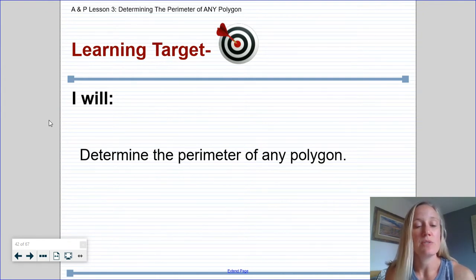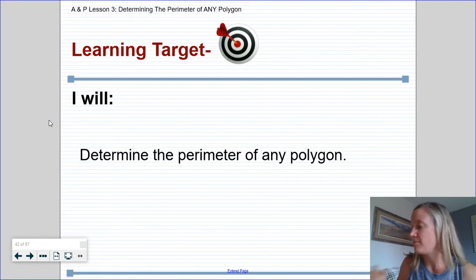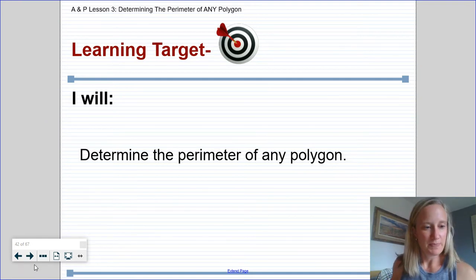Today we're going to learn a little bit more about perimeter. We are going to learn how to determine, or figure out, the perimeter of any polygon. Remember, a polygon is any closed shape with straight sides. So we'll be doing some that have 4 sides, 3 sides, 5 sides, 8 sides. I'm going to show you how you can figure those out.